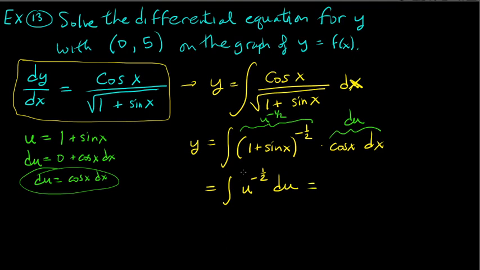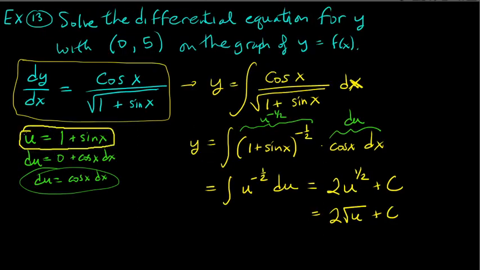And we did this one earlier, I think. This is just u to the positive 1/2. So 2u to the 1/2 plus c, right? Or better yet, 2 times the square root of u plus c. Of course, we can't leave it in terms of u. What was u? u was 1 plus sine x, right?